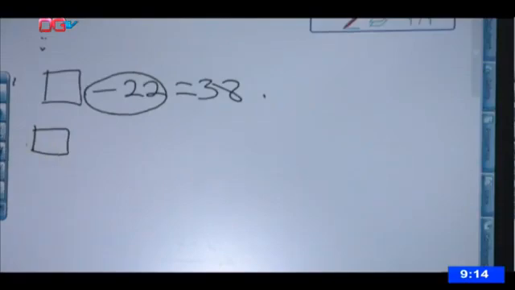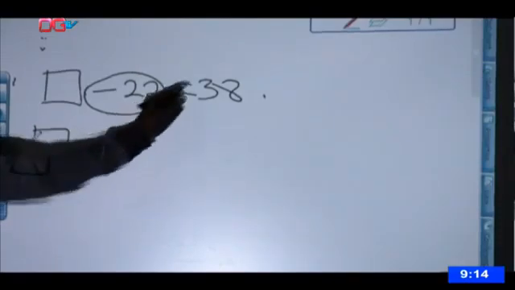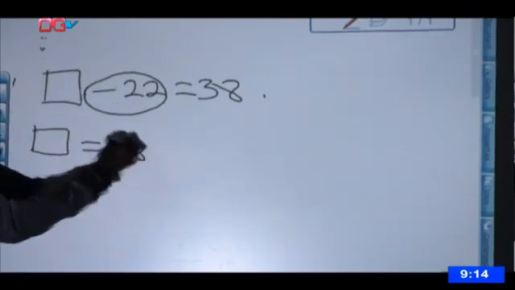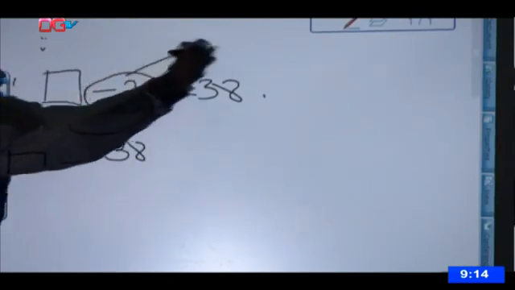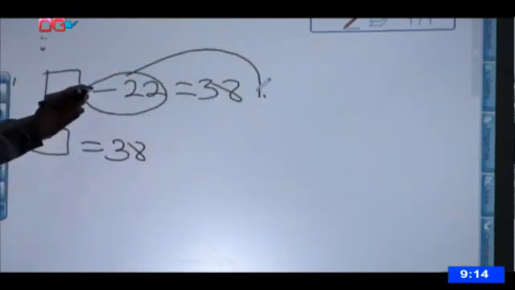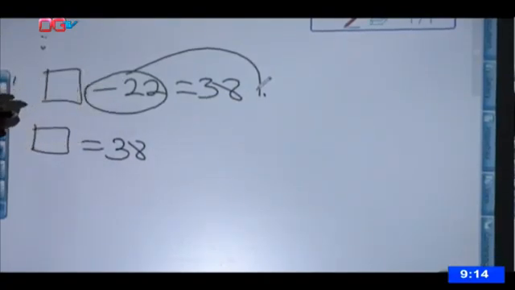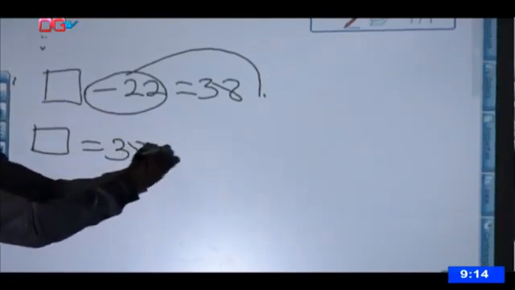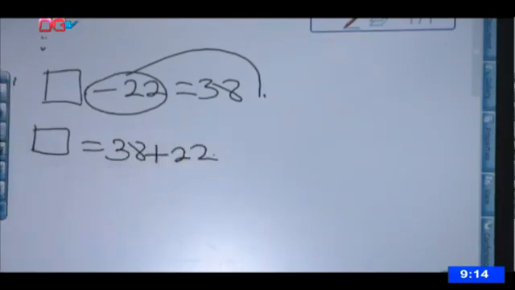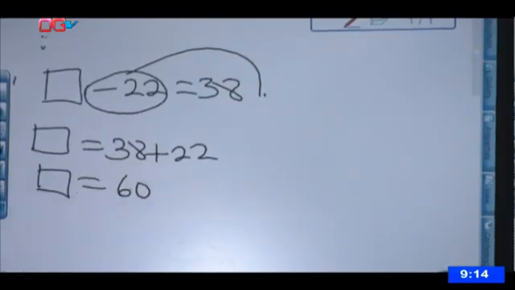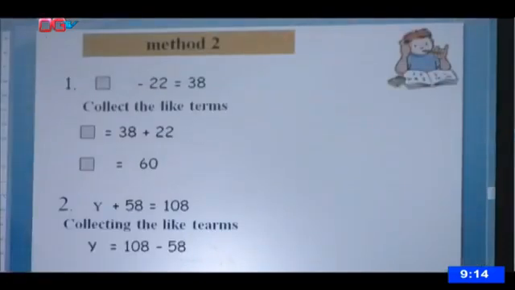Now what is left here? Box. After that, we have equals to. Remember, we have removed this. Then we have 38. Then we are going to place this here. Remember, the sign will change. If it is plus here, the sign will change to minus, and if it is minus, it changes to plus, so plus 22. Then we have box equals 38 plus 22 will give us 60. So, you can see that it is very simple.